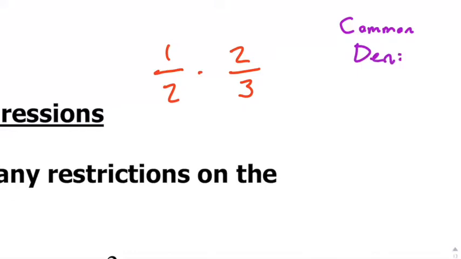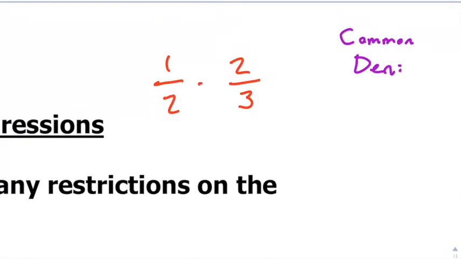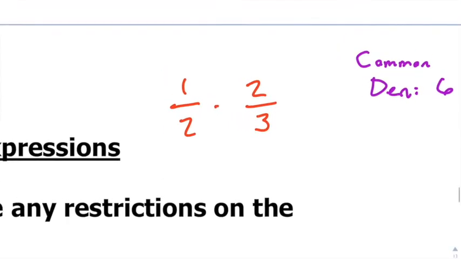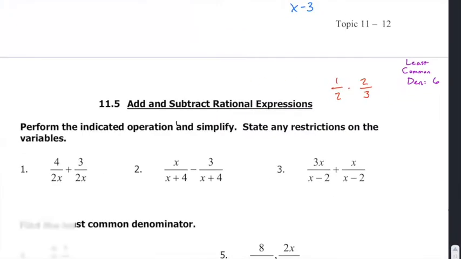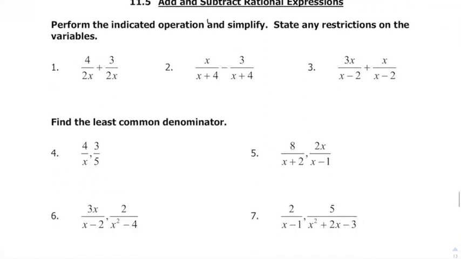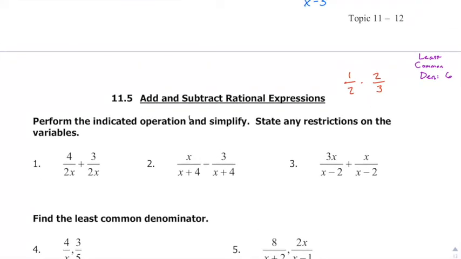that both of these denominators could divide into here. So the common denominator here in this case would be 6. 2 can go into 6, and 3 can go into 6. And what we typically want to do is look for the lowest or the smallest common denominator. So I think they call it the least common denominator here. So they're going to ask us to do that on a few of these problems here.